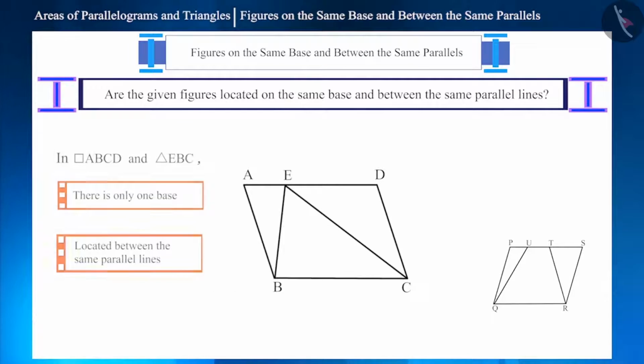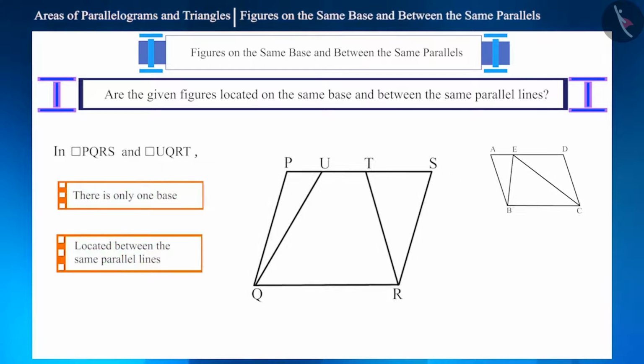In the first figure, parallelogram ABCD and triangle EBC are located on the same base BC, and the two are located between the same parallel lines AD and BC. Note that of the two parallel lines, one line is the base BC. The vertex E facing the base BC of triangle EBC and the vertices of the base BC of parallelogram ABCD lie on the parallel line AD.